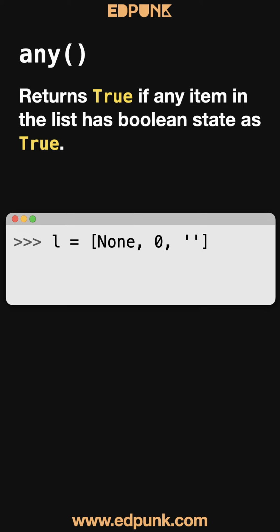Let us take another example. Assign a list containing items none, 0 and empty string to a variable L. Now, executing any of L returns false as none of the items of L have boolean state as true.